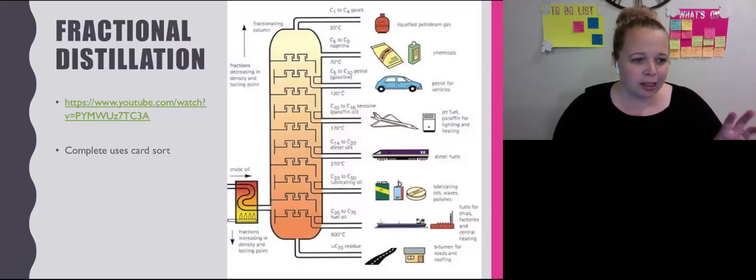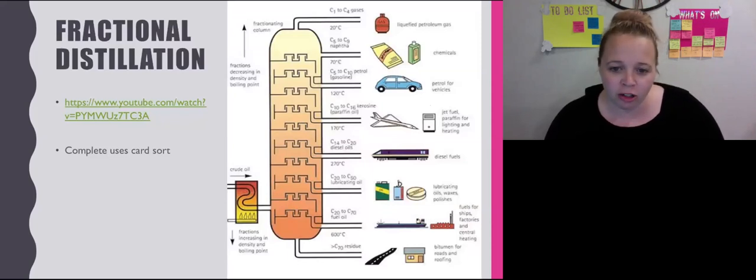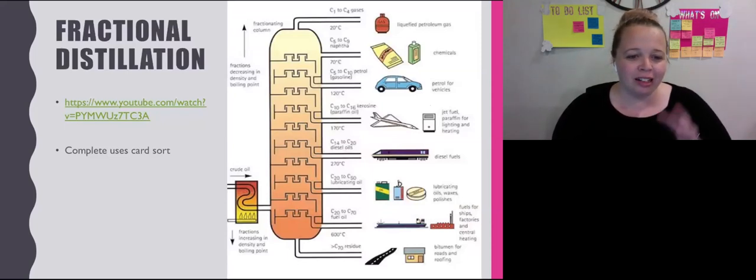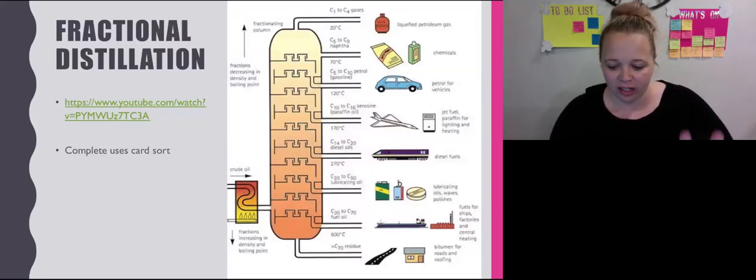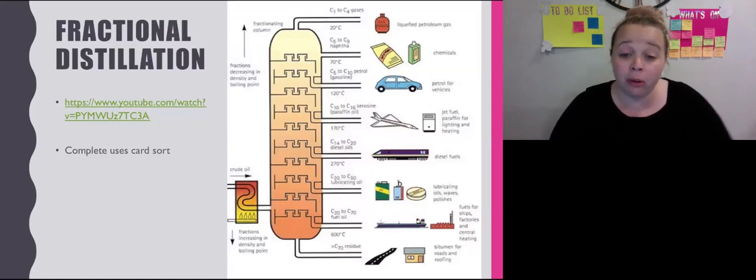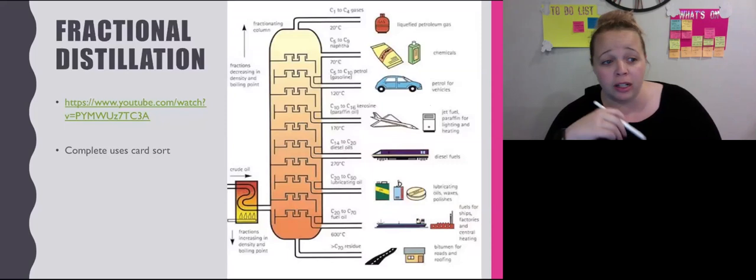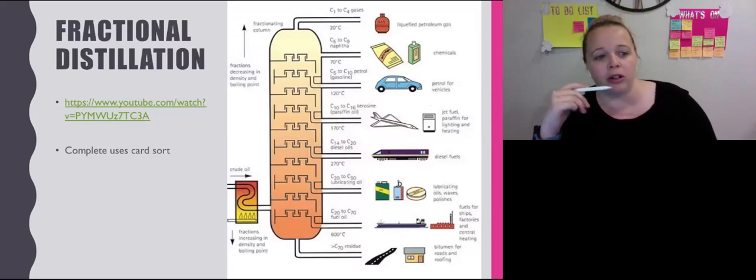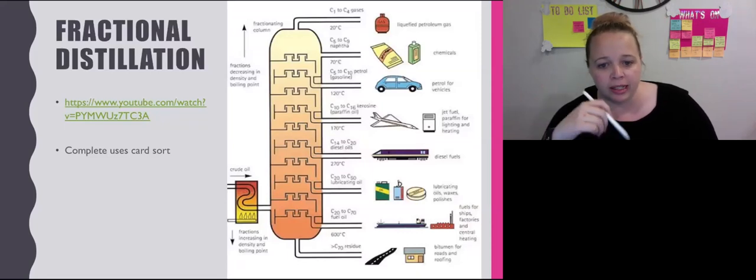So I'm going to link to this YouTube video. Normally we do a bit of a card sort, and we might do one on Padlet, but I'm not sure at this stage, so we'll just see how we go. So here are the different things that we can use crude oil for, and the process in which we extract all of the different parts of crude oil is called fractional distillation.